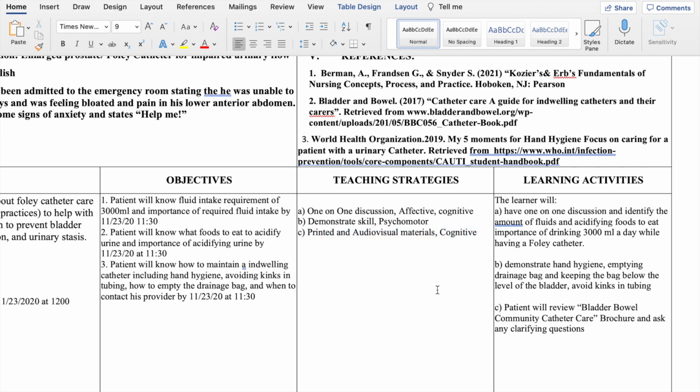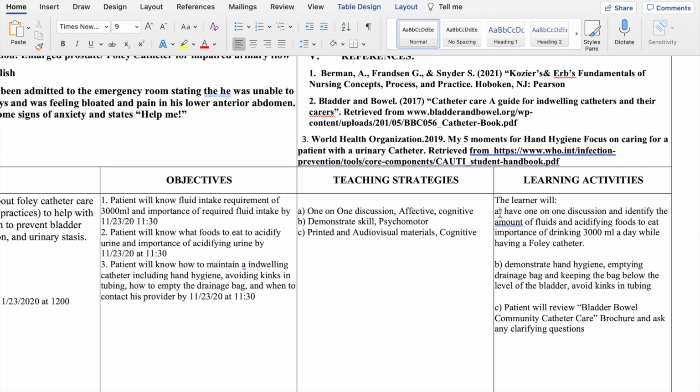And if you have the Kozier and Erb's Fundamentals of Nursing book, I'm going to include the page number where you can find all the lists of different teaching strategies and their respective domains. So you can just pick from that list when you get to this box. Next, we have the learning activities. In this section, you connect the teaching strategies and the objectives.